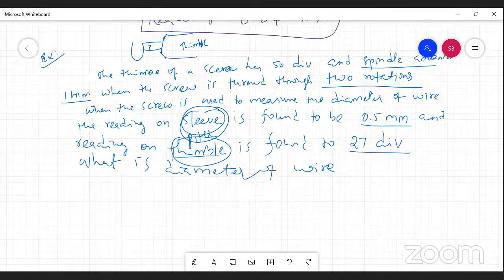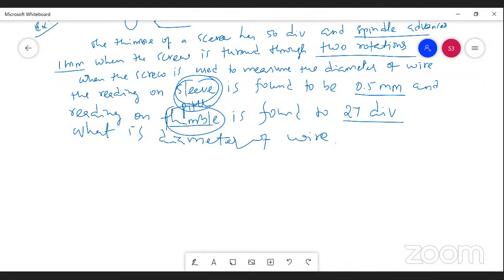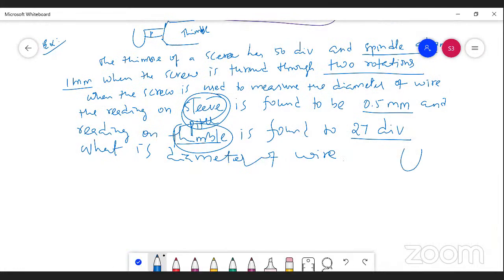See, the question is very important. The thimble of screw has 50 divisions, and the spindle advances 1 millimeter. The spindle is in the screw gauge. The spindle moves in advance when the circular scale rotates one complete rotation, clockwise or anti-clockwise. The spindle advances 1 millimeter when the screw is turned through two rotations. Very important.